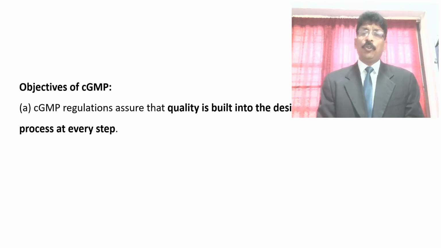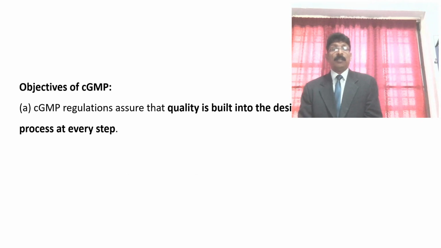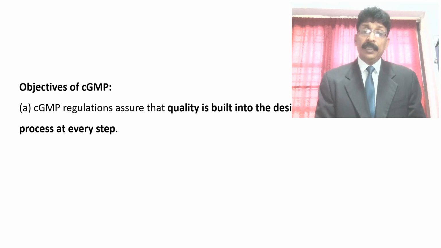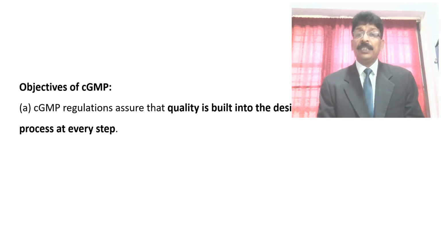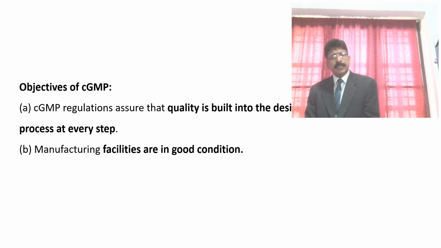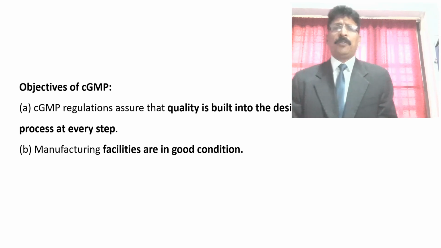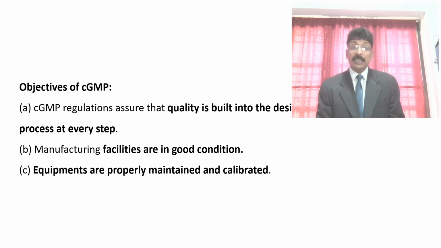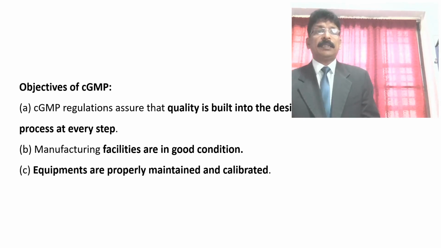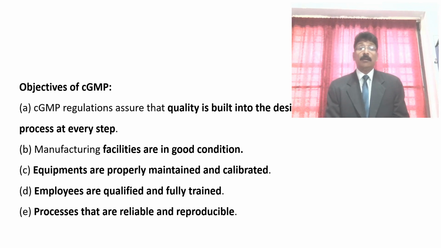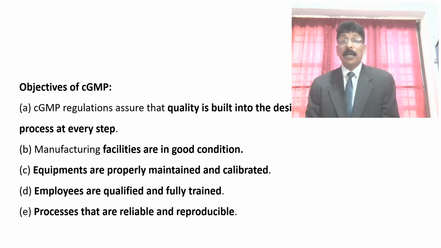So the objective of the current good manufacturing regulation is to assure that quality is built into the design of every step of the manufacturing process. Manufacturing facilities are in good condition. Equipment is properly maintained and calibrated. Employees are qualified and fully trained, and processes are reliable and reproducible.